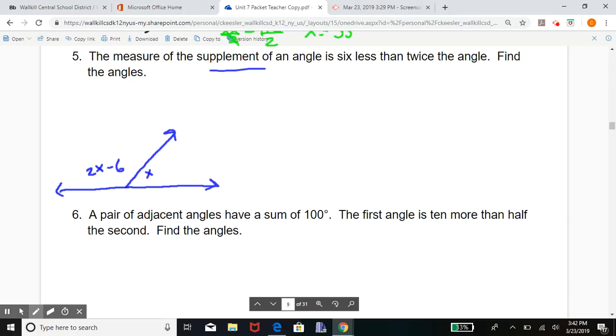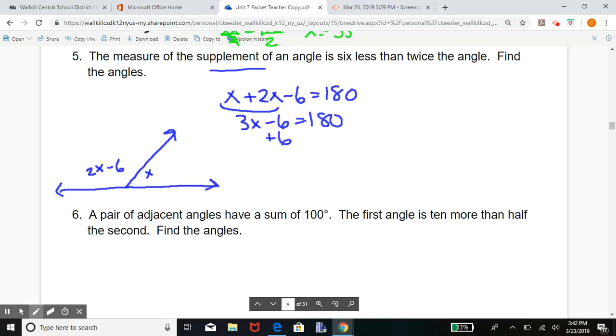When you're doing this, don't worry about the size of the angles too much, as our diagrams are never drawn to scale. It's just set up to help us see a visual that can help us set up our equation. So again, we said that the sum of those two angles equals 180. So we have x plus 2x minus 6 equals 180. 180 because it says supplement. Adding, we get 3x minus 6 equals 180.